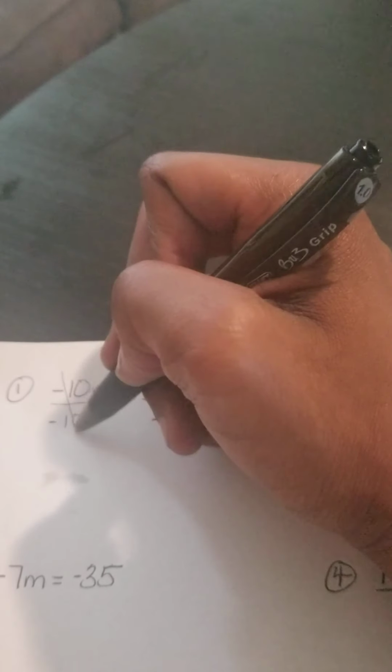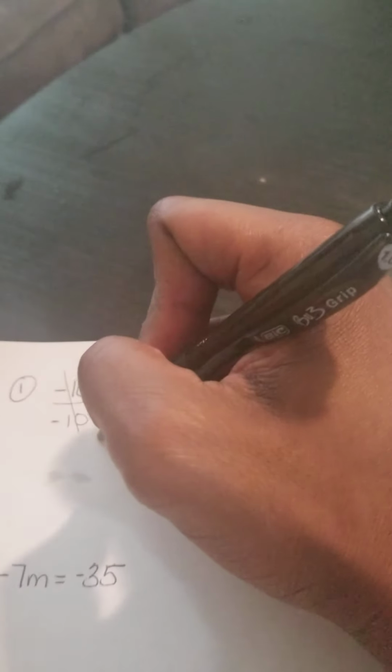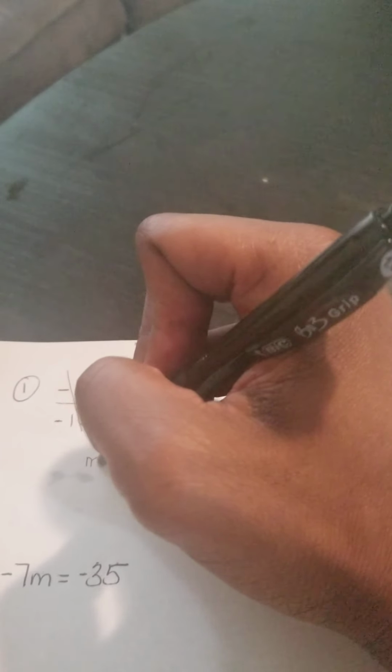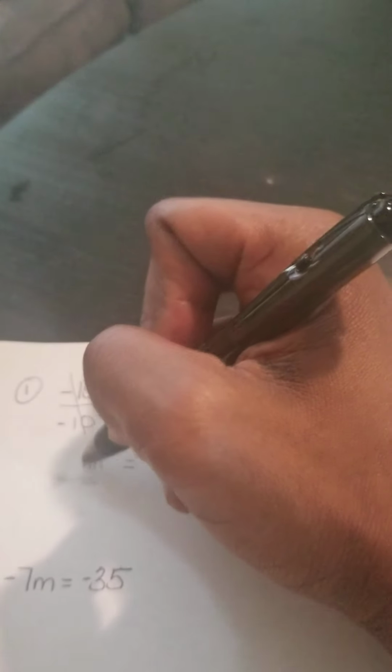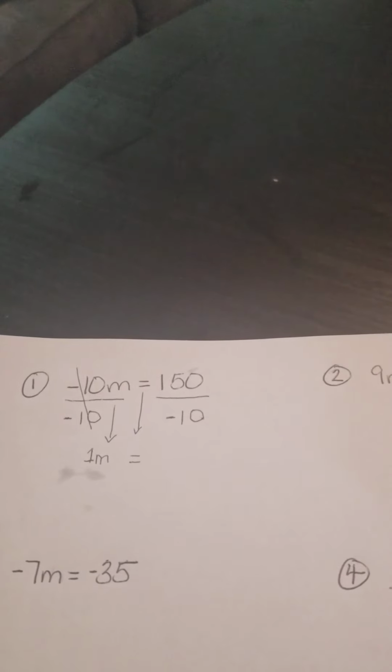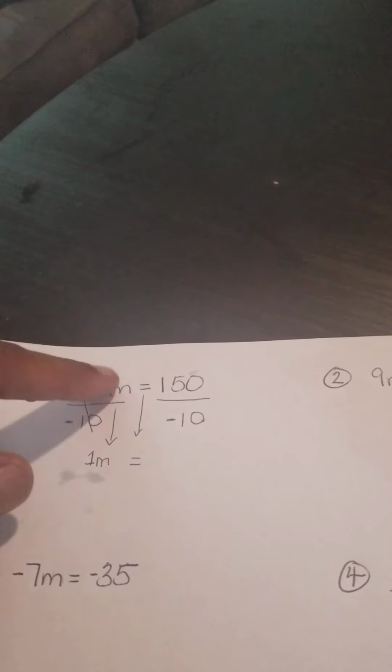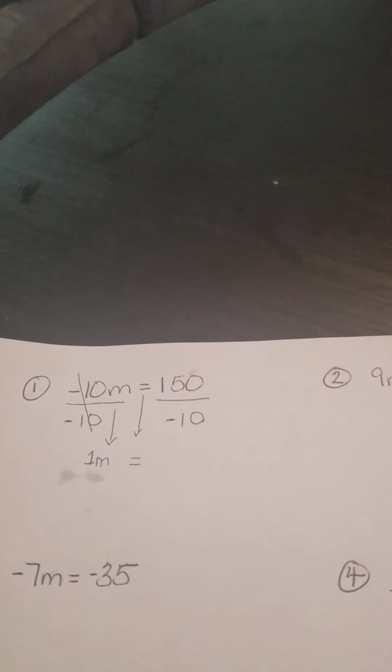And it's just like before. It's negative 10 over negative 10. Those cancel. I bring down my m. I bring down my equal sign. And remember, just like before, you can just leave it as m, but if you want, you can say 1m if that helps out. And then we just do our simple division here. We do 150 divided by 10, which is 15.